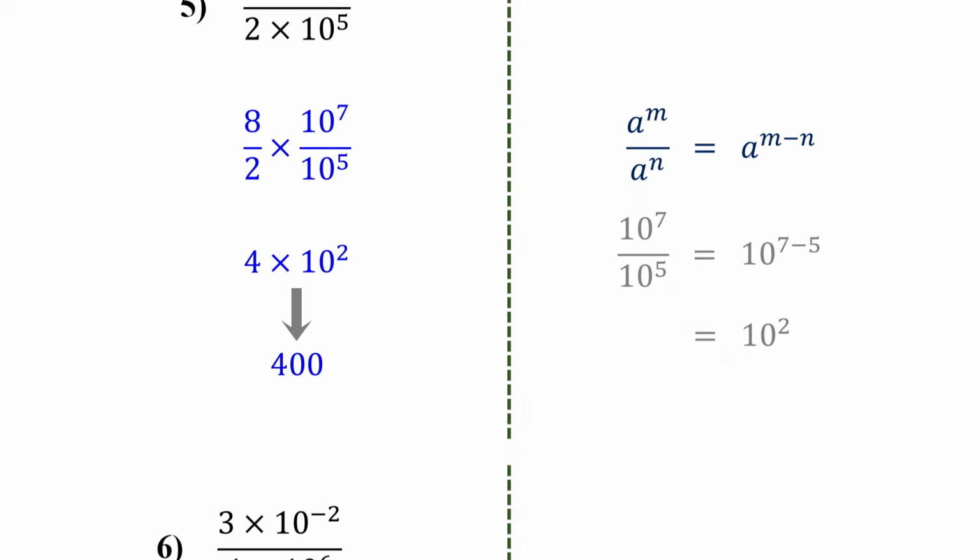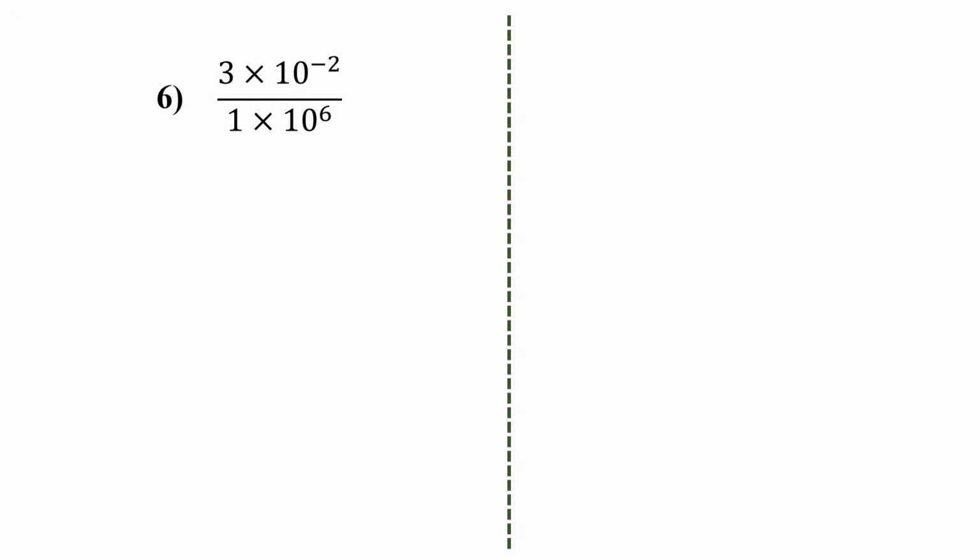Excellent. Let's try another division problem. This time we'll have a negative exponent. Feel free to pause the video and give it a try. As always, start by grouping. Then divide each part. 3 divided by 1 is 3.